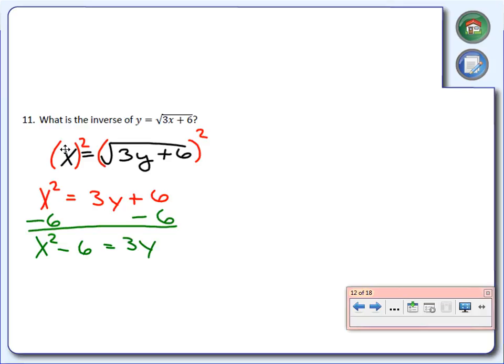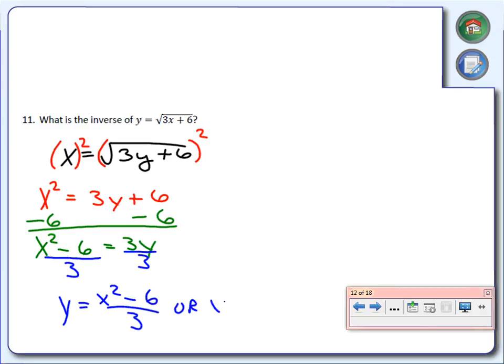We're getting close. I want y by itself. There's one last thing I got to do. Anybody think they know what I got to do? Divide by 3. Divide both sides of the equation by 3. So now we got y equals, a couple of different ways we can write it. We can do x squared minus 6 divided by 3. There's one option.